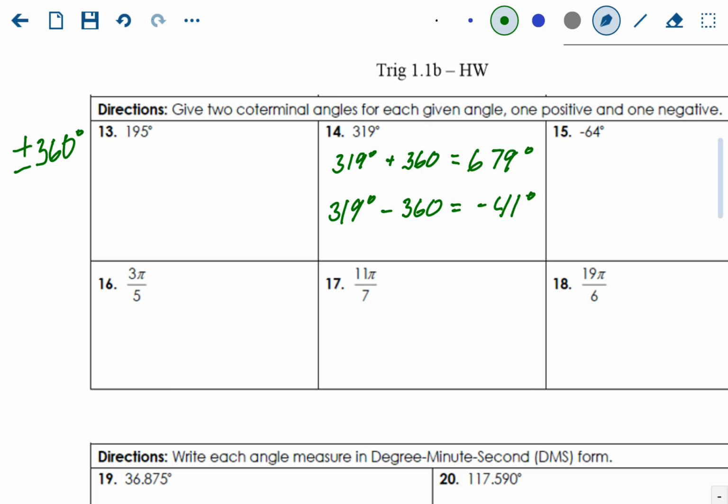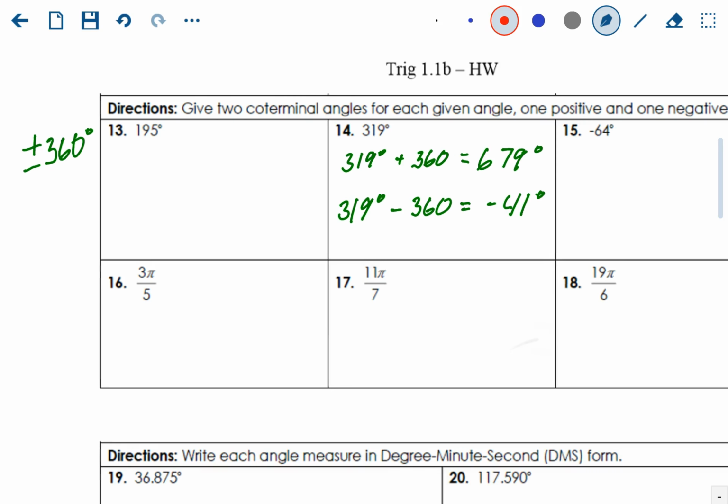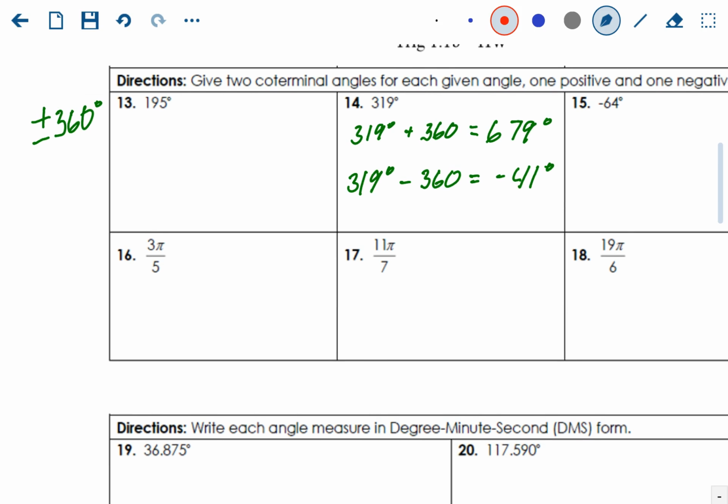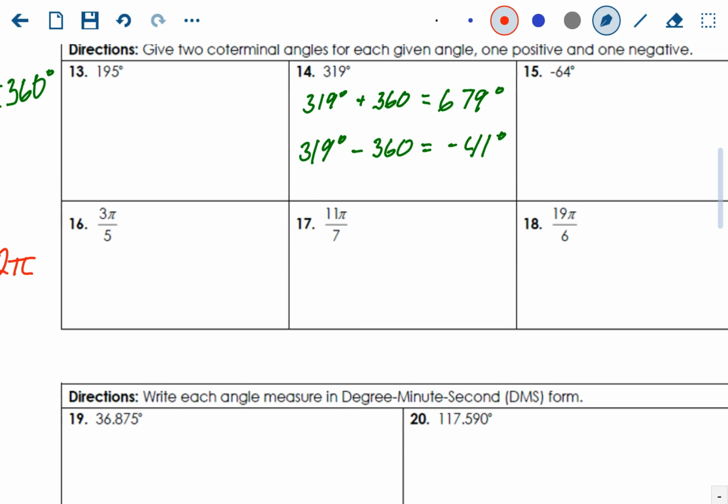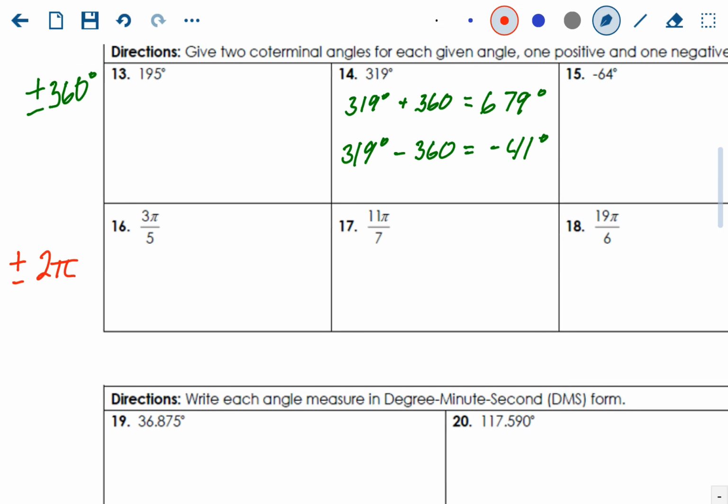The bottom three are all in radians. When we're doing radians, we're going to add and subtract 2 pi. Because it's always all the way around the circle. So all the way around the circle is 360 degrees, but in radians it's 2 pi radians. So this one, I'll do 17, the middle one again.